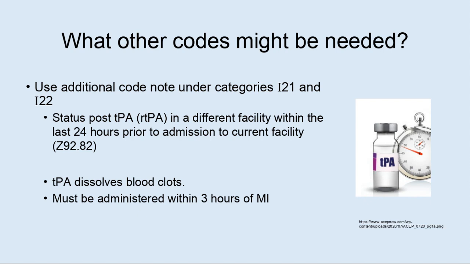Another possible code is Z92.82. This code is used when TPA is administered to a patient, and it helps dissolve blood clots. This is a life-saving medication, but it must be administered within approximately 3 hours of the MI. This code is used only if the patient was given TPA and then transferred to another facility within 24 hours of administration. This lets the receiving facility know the medication was administered.